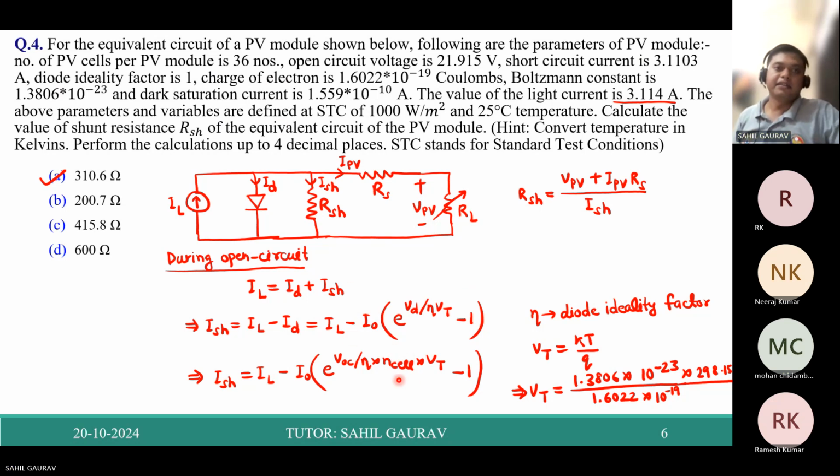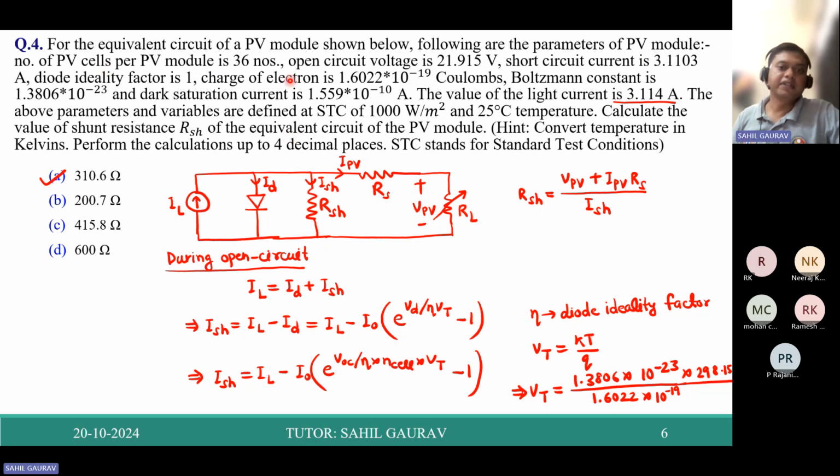And here the number of PV cells is given as 36. For open circuit, the voltage across Vd will be VOC, and this open circuit voltage is also given. Now you can find the thermal voltage. We know the thermal voltage equation is KT upon Q, where K is the Boltzmann constant and T is the temperature given. It is given as 25 degrees Celsius, so you convert to Kelvin, it is 298.15 Kelvin, and Q is the charge value 1.6022 into 10 to the power minus 19 coulomb. So you will get the thermal voltage.